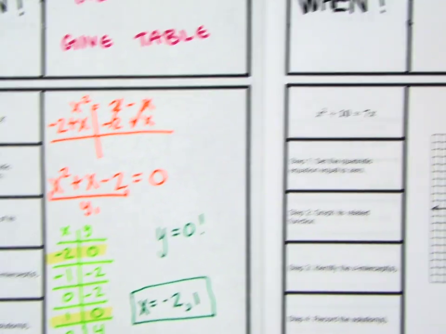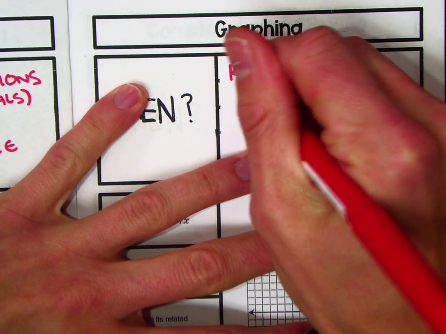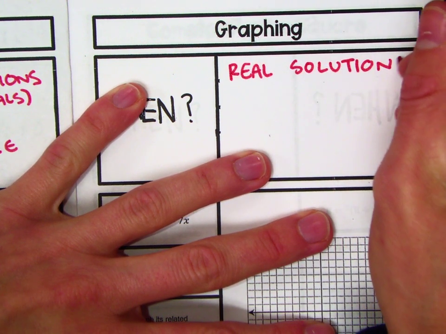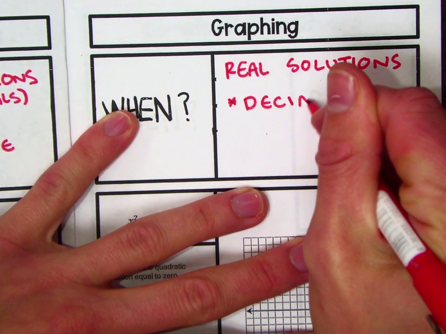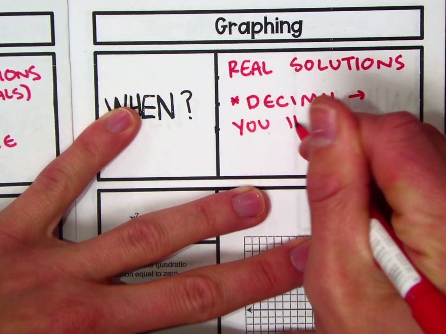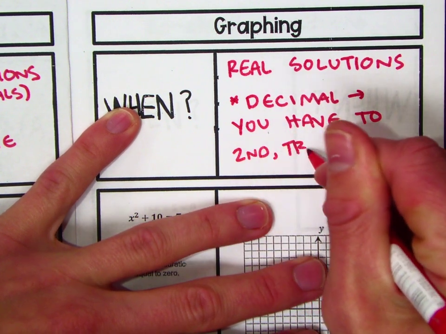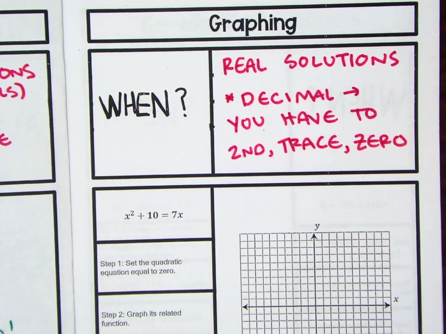Alrighty. For the next one, we learned about graphing. So graphing also works only for real solutions. If you have a decimal answer, you have to second trace 0 and use the spider. All right, so if it's a decimal, you cannot guesstimate. You have to second trace 0 and do the spider.